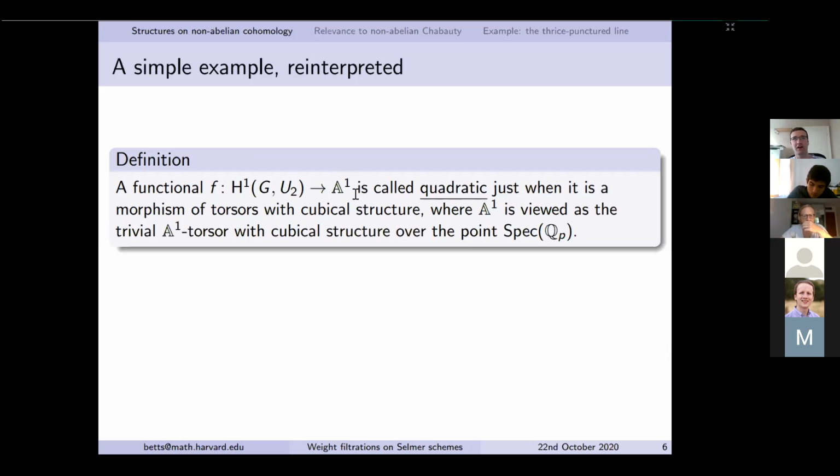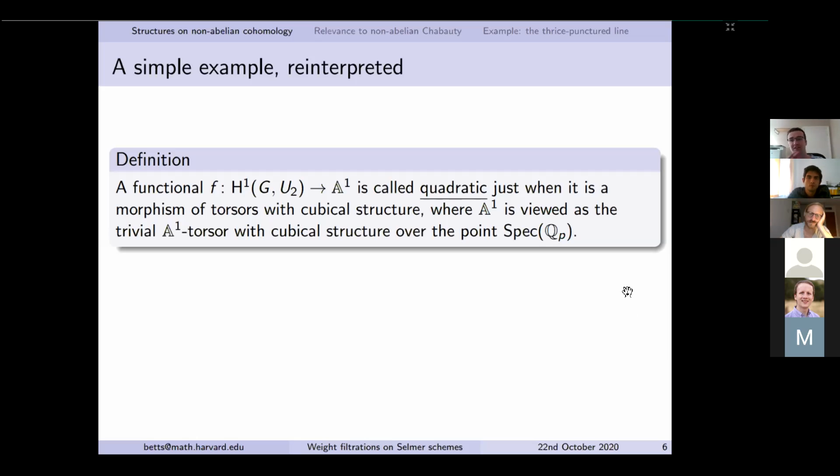So the affine line A1, you can think of this as an A1 torsor with a cubical structure over the point. So trivial torsor, trivial cubical structure. And so this allows us to identify, inside this affine space as a variety, which has loads and loads of maps to A1, a finite dimensional subset of quadratic maps, which are just maps which preserve this cubical structure.